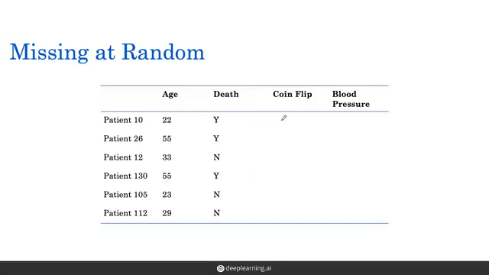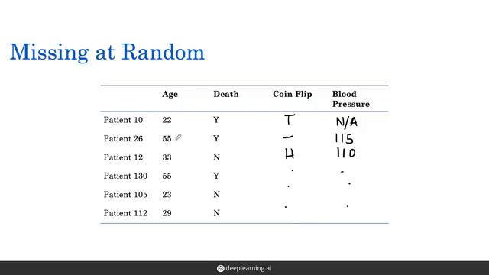So let's simulate this. Let's say for the first patient, we can see that their age is smaller than 40. So we're going to do a coin flip. So let's say for the first one, the coin flip comes out to be tails. So we will not record the blood pressure. And for the second patient, the age is greater than 55. So there is no coin flip. We just record whatever their blood pressure is. For the third patient, their age is smaller than 40. So again, we will do the coin flip and the coin flip comes out to heads. So we will record this patient's blood pressure and so on and so forth.